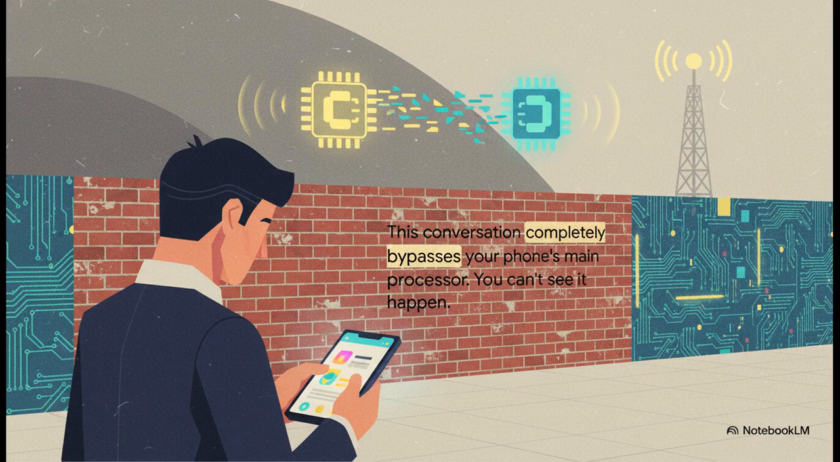Now, this is the really crucial part. This whole conversation, it is completely invisible to you and your phone's main OS. It doesn't matter if you're on an iPhone, an Android, or even one of those super private operating systems. You cannot see it. It's happening behind a digital wall, and you're locked out.